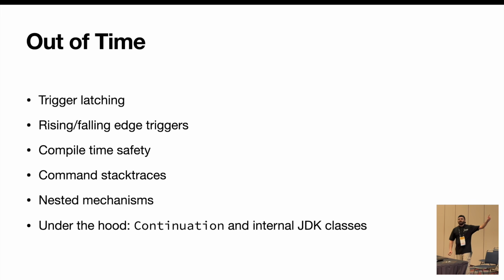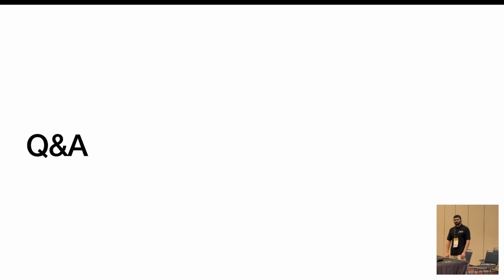And under the hood, I really hope there are no Oracle employees here because you're going to hate me for this. We're using continuations and internal JDK classes to do all of this. Java 21 introduced virtual threads. That's the basis for being able to have suspendable functions in the first place. It's all internal APIs, and we're getting access to that. Again, Oracle will hate me for doing that, so I'm not going to hang myself on that. And there may be time for Q&A.